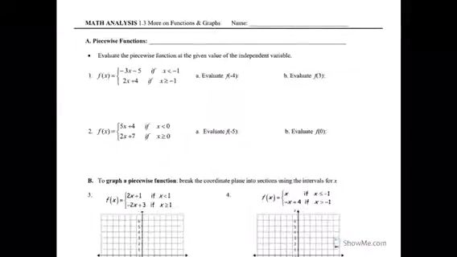So we're going to be talking more about functions and the graphs of functions, but first we're going to look at piecewise functions. So recall that a piecewise function is defined by two or more equations and each one of those equations only works over a specified domain.